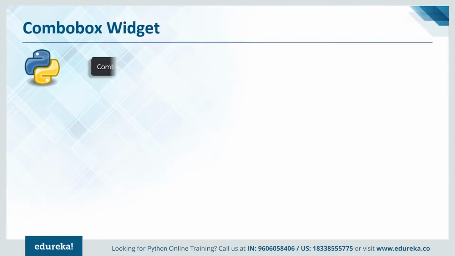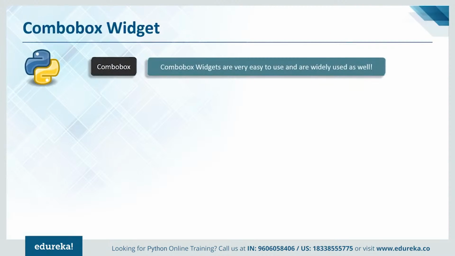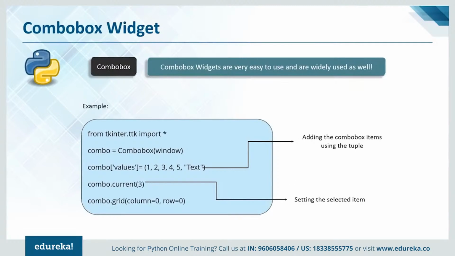Next up, we will check out the Combobox widget. Can you guys guess what a combo box is? It is just a drop down menu with options, guys. Check out that there are no parameters for the combo box definition apart from the window, right? And in the next line, we have defined certain values such as numbers ranging from 1 to 5. And next we have something called text as well.